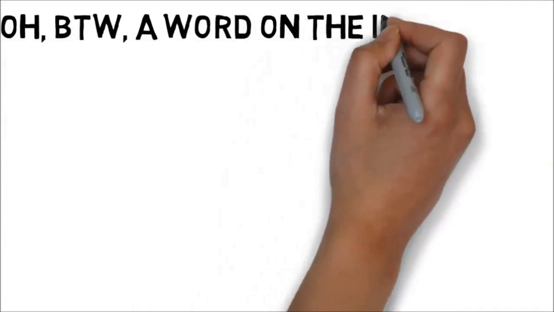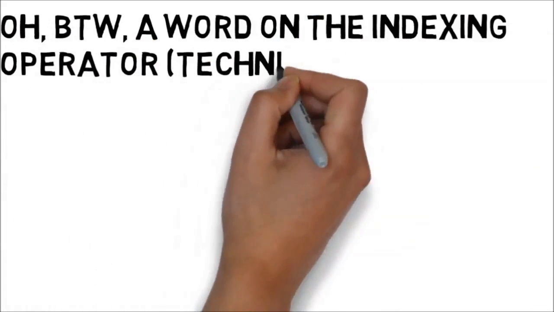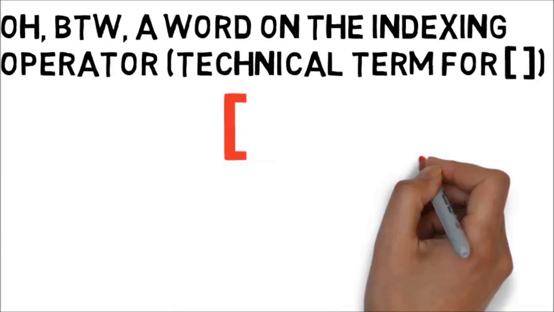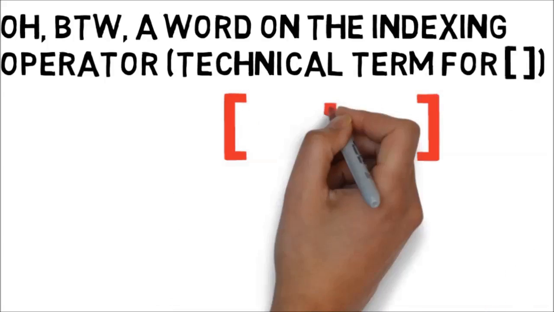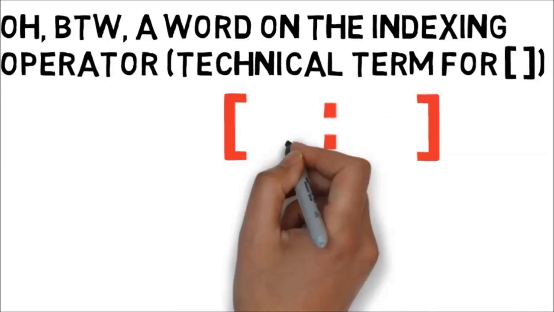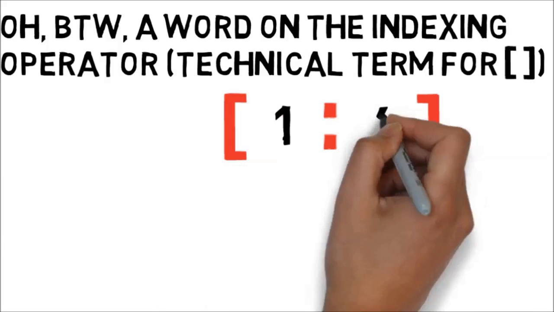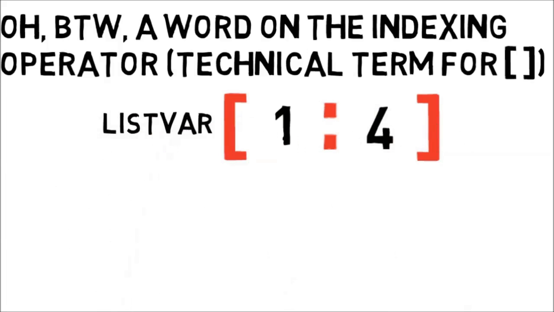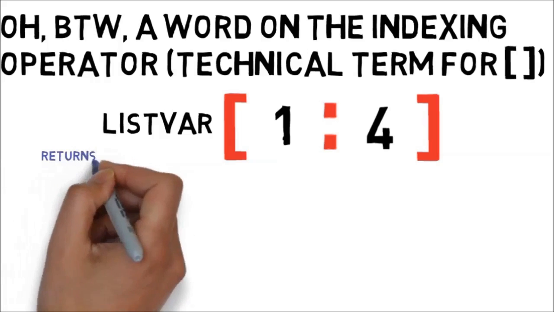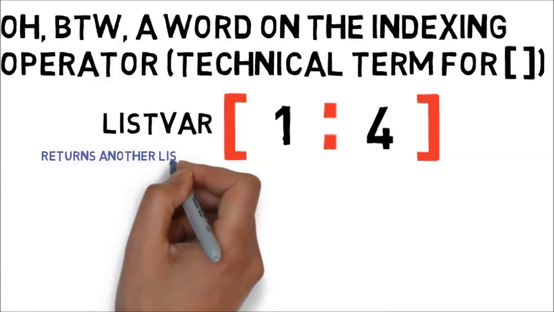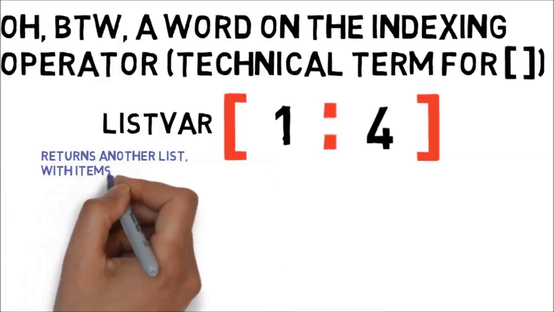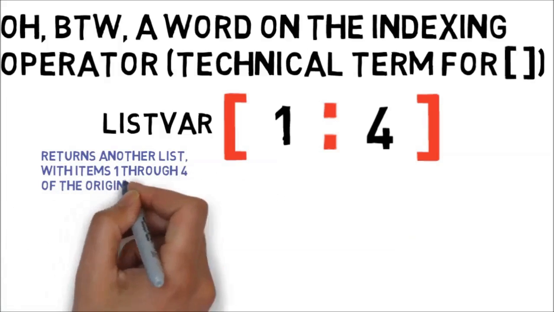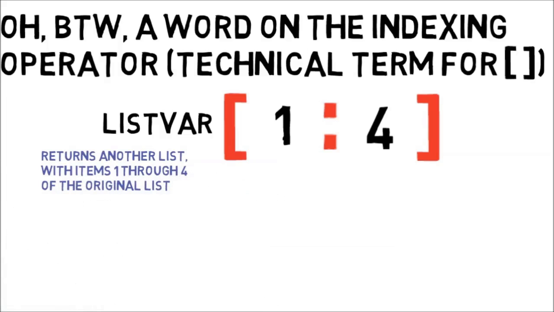On a side note, let's talk about the indexing operator. That is the technical term for the square brackets. So within the square brackets, if you give two numbers separated by a colon, for example, 1 to 4, that's how you read it, from 1 to 4, this will return a new list which will have 4 elements, which are the second, third, fourth, and fifth elements of list_var. So it will return the items indexed 1 through 4 as a list.